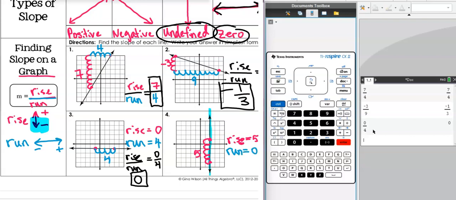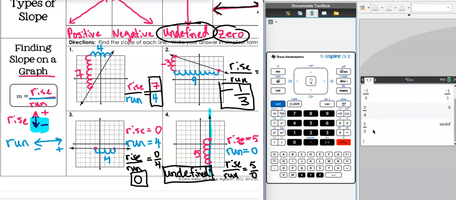Now, what happens when we do our division? Rise divided by run. What is 5 divided by 0? Well, if I perform that calculation, I get undefined. We're not allowed to divide by 0 in any case. So here we're just going to say our answer is undefined. And remember, this is a rule. So in the future, you don't really have to find rise over run. If you see a vertical line, you can automatically assume that it is undefined.